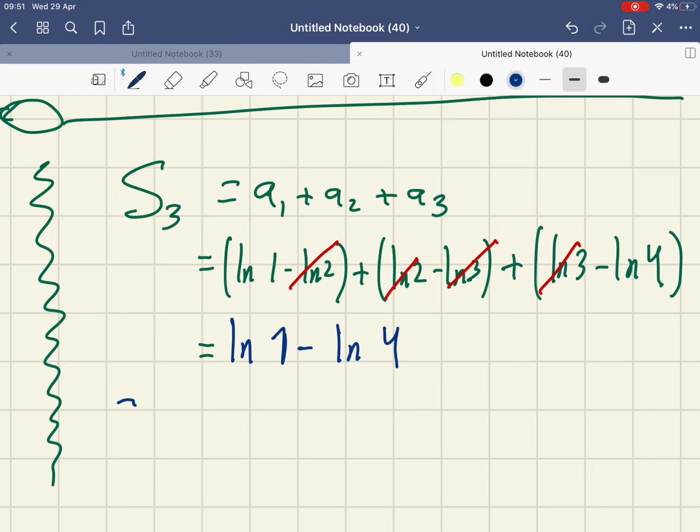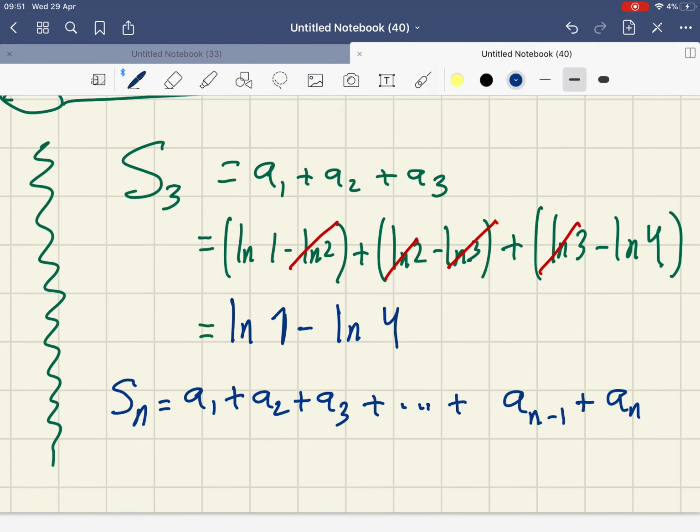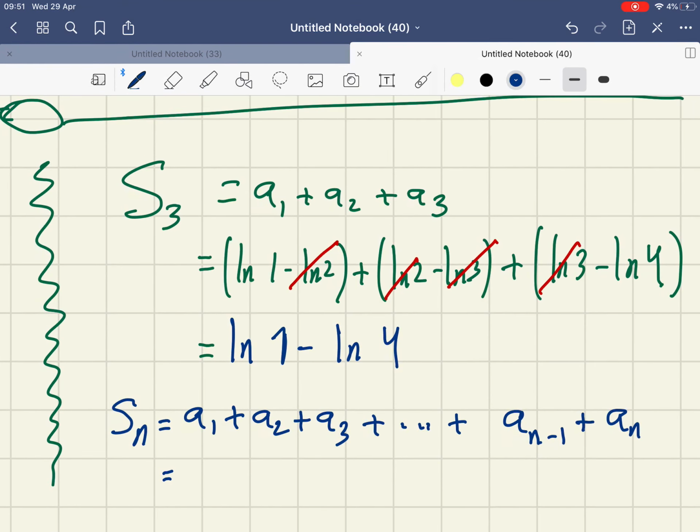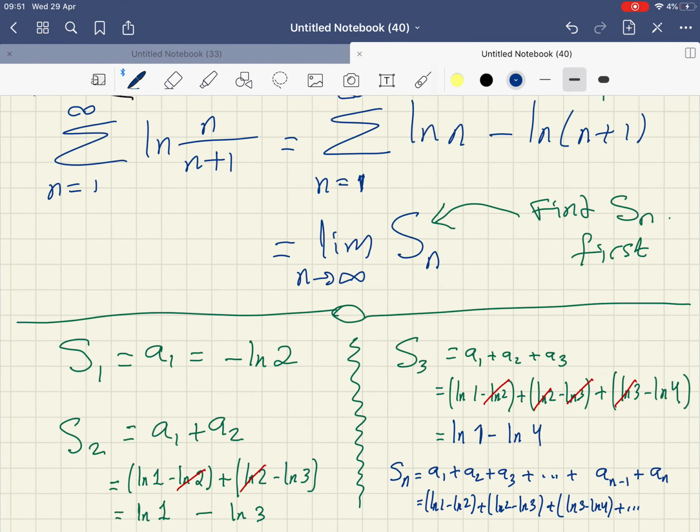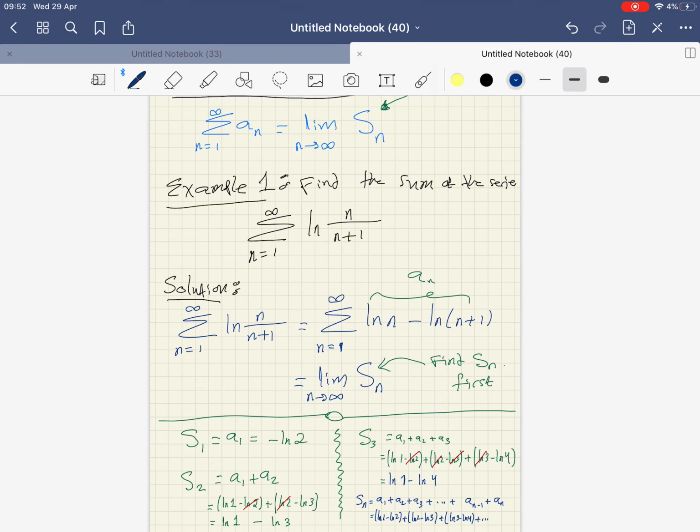So let me do it for Sn. For Sn, I need to take A1, A2, A3, all the way to An. The one before An also needs to be found, because it will help me find out which ones will survive. A1 is ln 1 minus ln 2, A2 is ln 2 minus ln 3, A3 is ln 3 minus ln 4, and so on. I think I better go to the next page and do Sn.